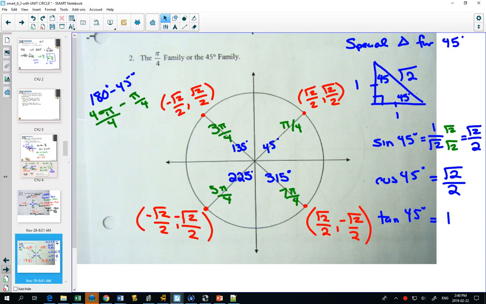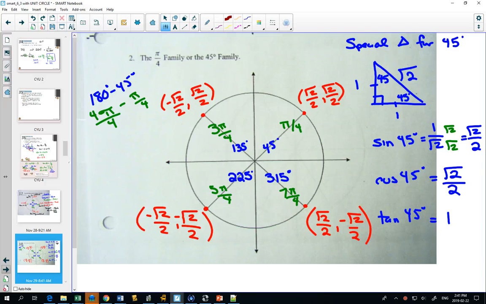You get to pick the next volunteer. What is cos of 225 degrees? Kobe. Negative root 2 over 2. What is sine of 315 degrees? Root 2 over 2. Sine? Sine, the x-coordinate or the y-coordinate? It's negative root 2 over 2. It'll be the y-coordinate.